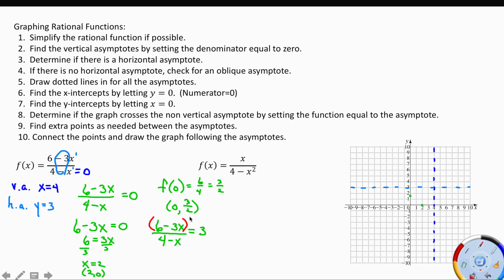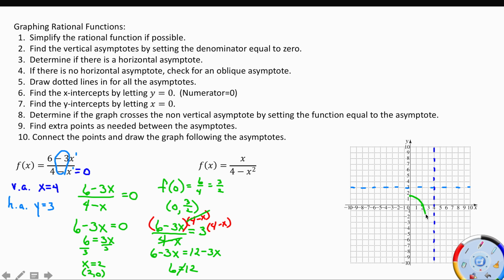Get rid of the fraction, multiply both sides by 4 minus x to get 6 minus 3x equals 12 minus 3x. Adding 3x to both sides, I get 6 equals 12, which it does not. So it never crosses that asymptote, meaning I know enough about this side of the equation to draw my graph in.